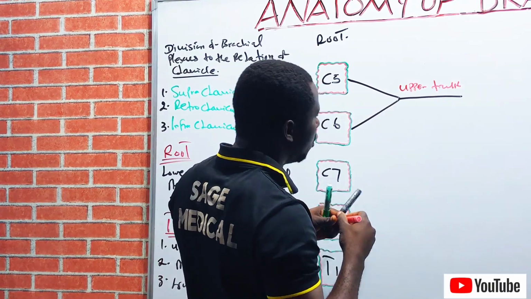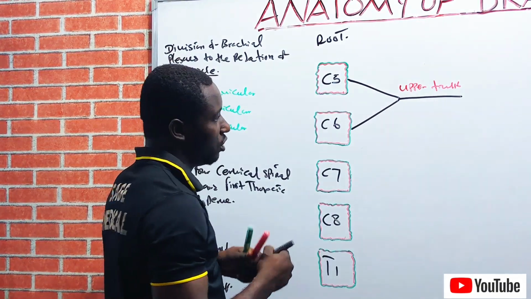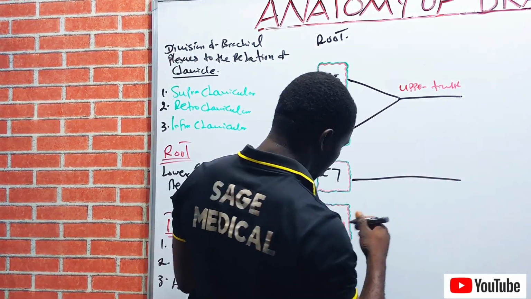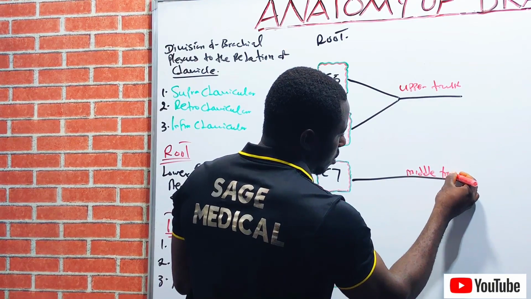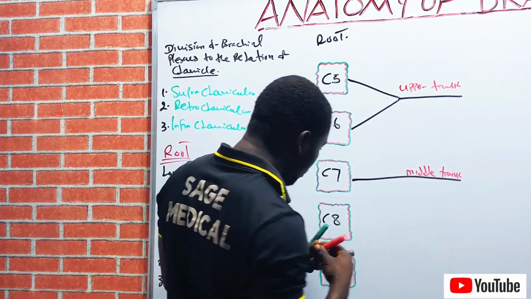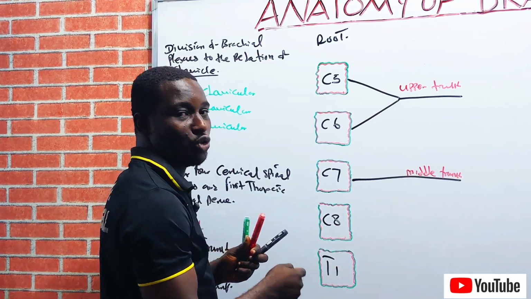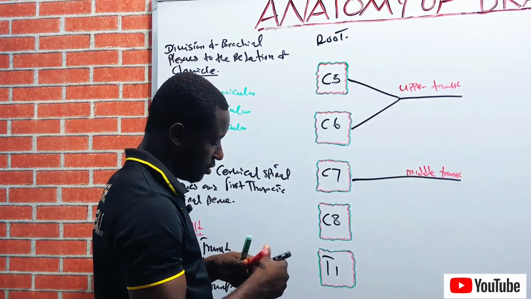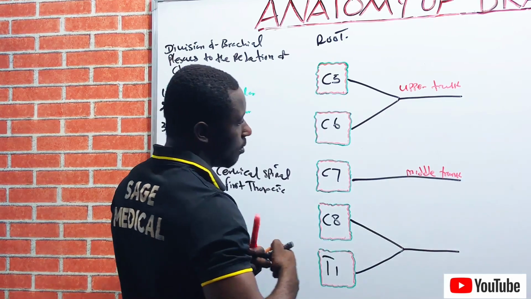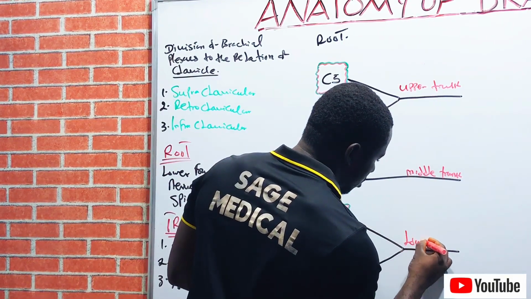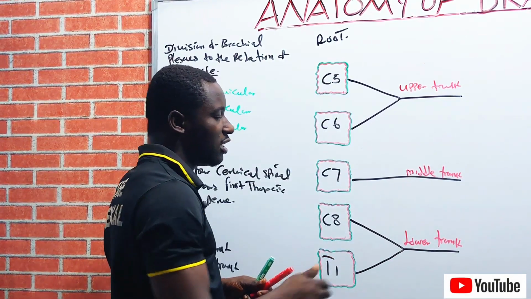The upper trunk. Okay. C7 alone forms the middle trunk. We have our middle trunk. The root nerves of C8 and T1 unite to form the lower trunk. We have our lower trunk. So this is how it works.